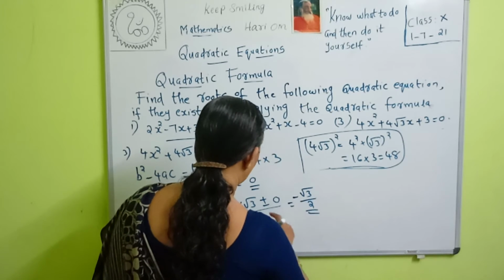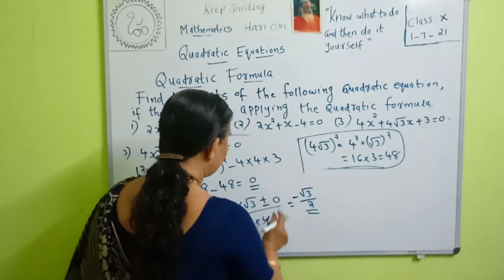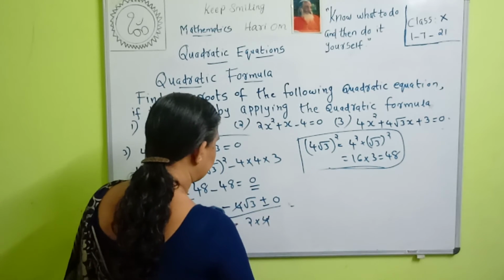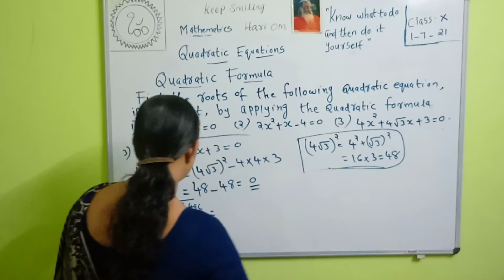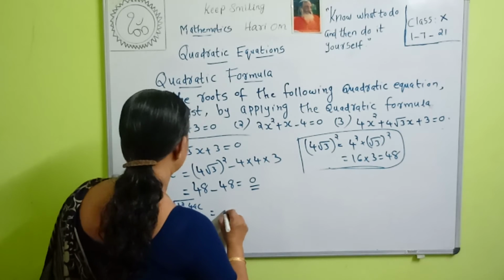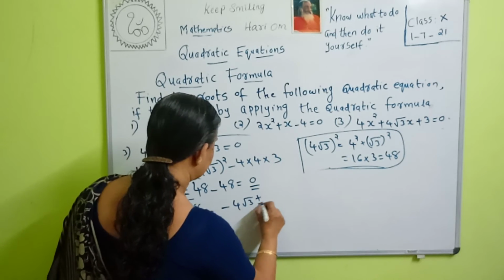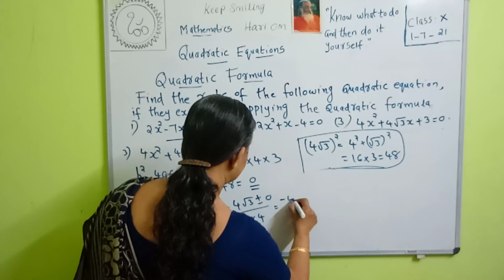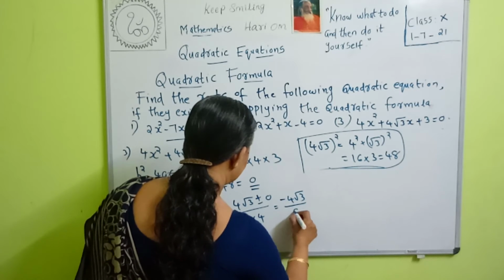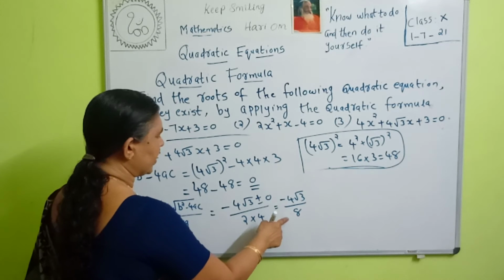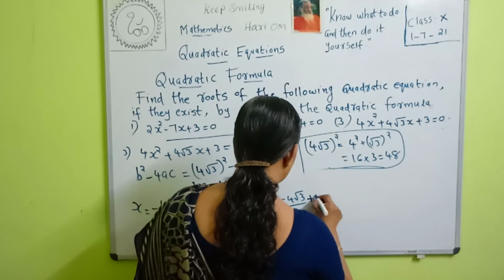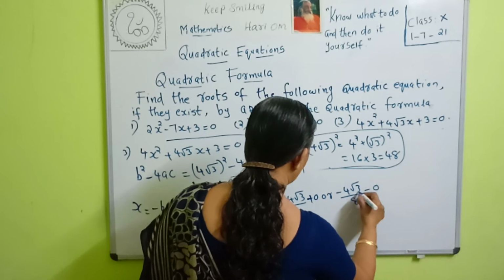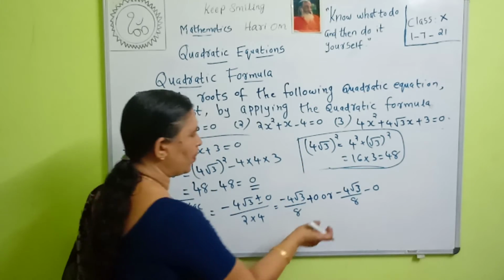So the equation has two roots. Or we can write it like this: it is equal to minus b, that is minus 4 root 3, plus or minus 0 by 2a. 2 into 4. Or it is equal to minus 4 root 3 by 8 plus 0, or minus 4 root 3 by 8 minus 0. If we add plus 0 or minus 0, the answer is the same.